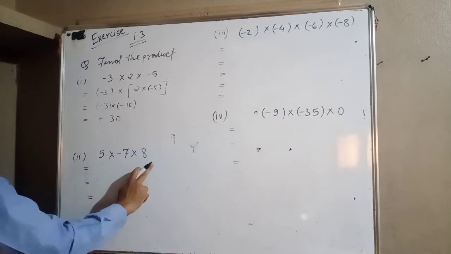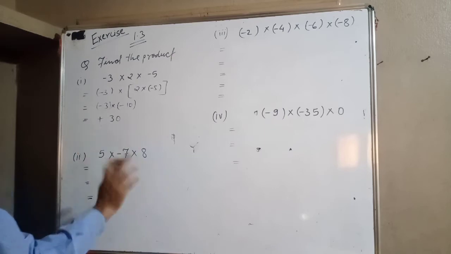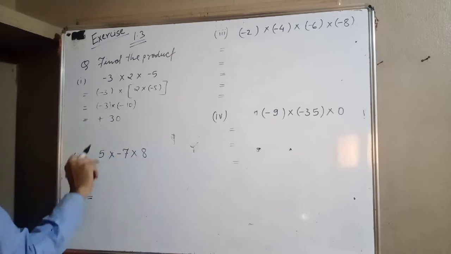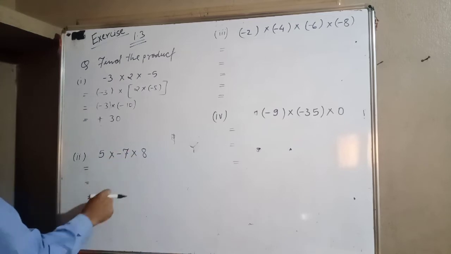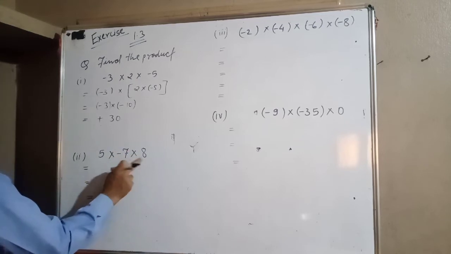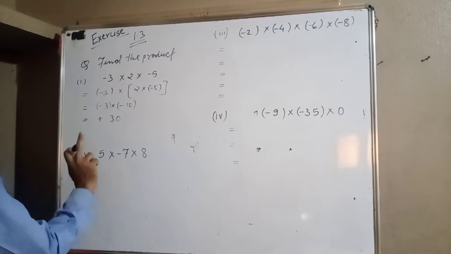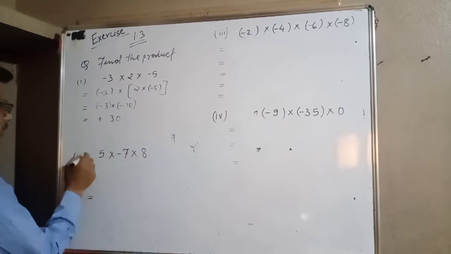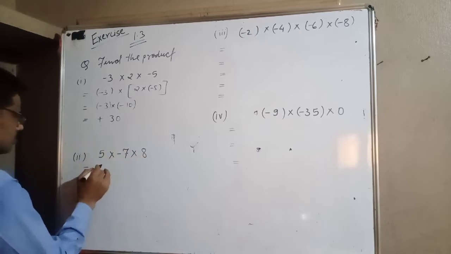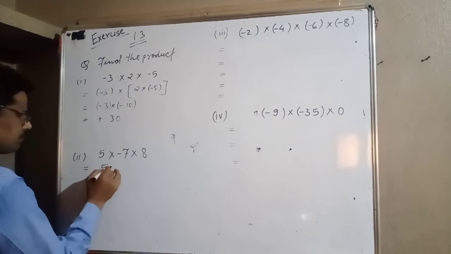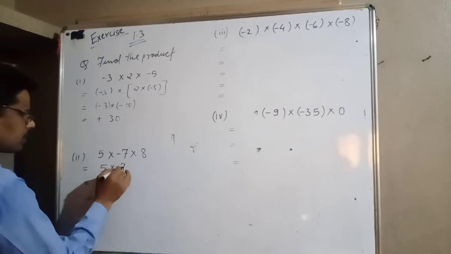Here also we are having three numbers. Here also we can use the same property, the associative property, as well as the commutative property. If you want to change the order of these numbers, then you can change the order. But here I'm using the associative property. I'm making the group of these two numbers, 5 into minus 7.